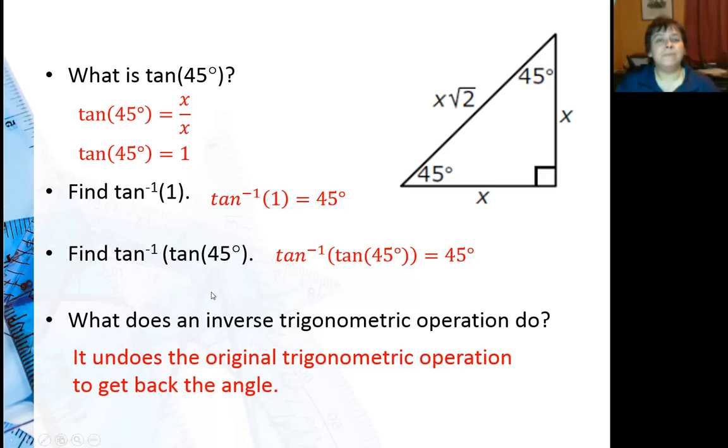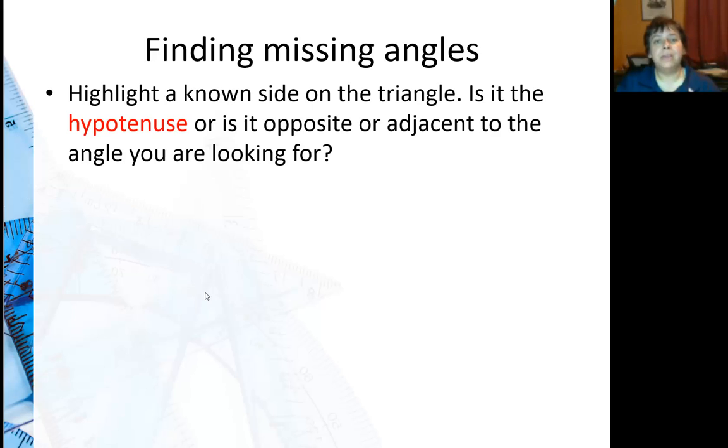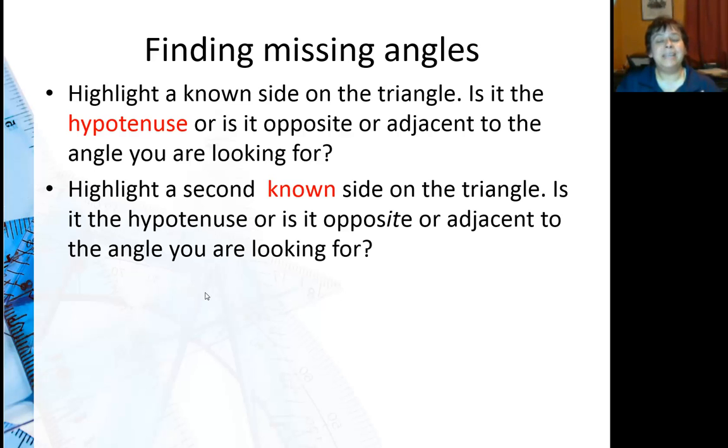So what does an inverse trigonometric operation do? It undoes the original trigonometric operation to get back the angle. So we're going to find some missing angles. To do that, you highlight a known side on the triangle. Is it the hypotenuse, or is it opposite or adjacent to the angle you're looking for? Highlight a second known side. We will need two sides to do this. Is it hypotenuse, opposite, or adjacent?